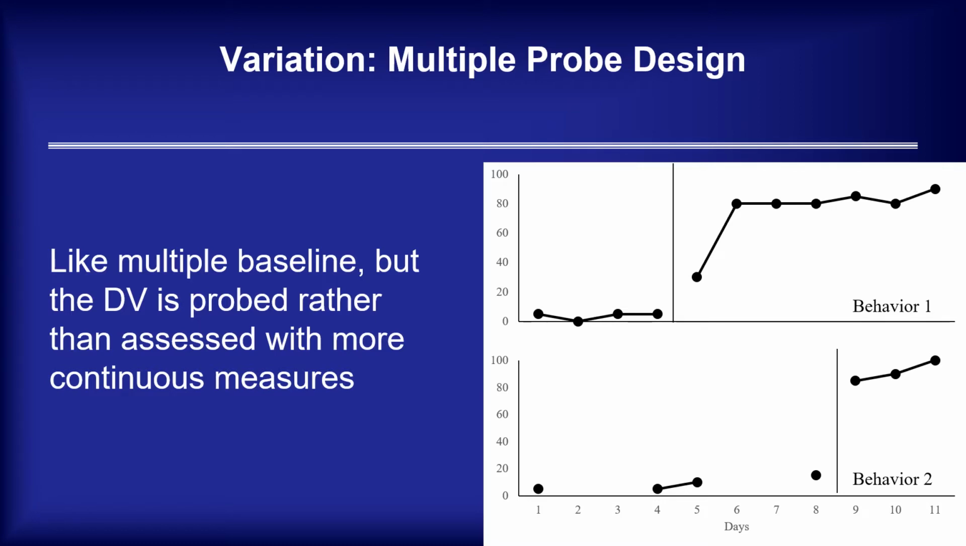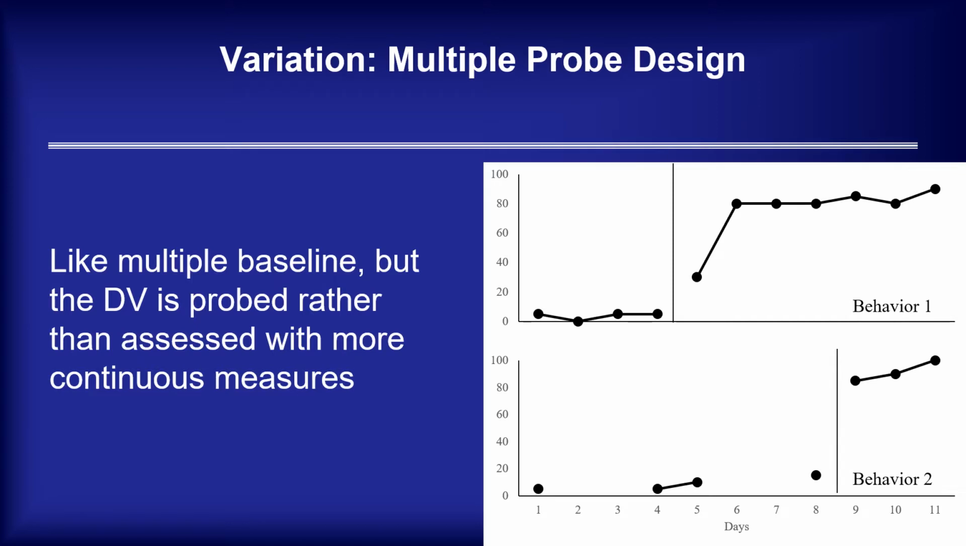Another variation is a multiple probe design, rather than a multiple baseline. This is again very similar to the basic design, but the dependent variable is probed rather than assessed with more continuous measures. With this design, you can evaluate the effects of interventions designed to teach a sequence or chain of responses. That may be preferable when continuous measurement is impractical or would lead to reactivity.